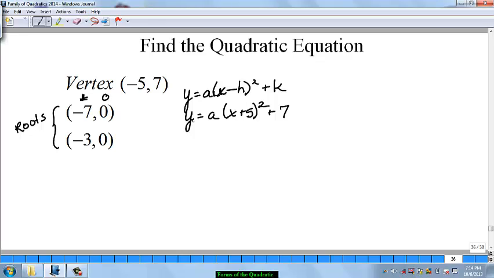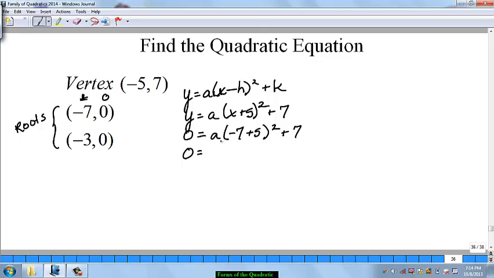So this is x, y. If I plug the point in for x and y and solve for a, then we can figure out what the a would be. So in the y spot, I'm going to put a 0. I don't know what a is. In the x spot, I can put negative 7. And then we're going to solve for a.